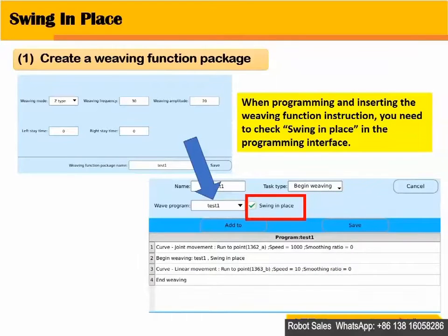That is, the additional joint drives the weld to move, and the welding gun performs swing welding in place. 1. Create a weaving function package. When programming and inserting the weaving function instruction, you need to check swing in place in the programming interface.